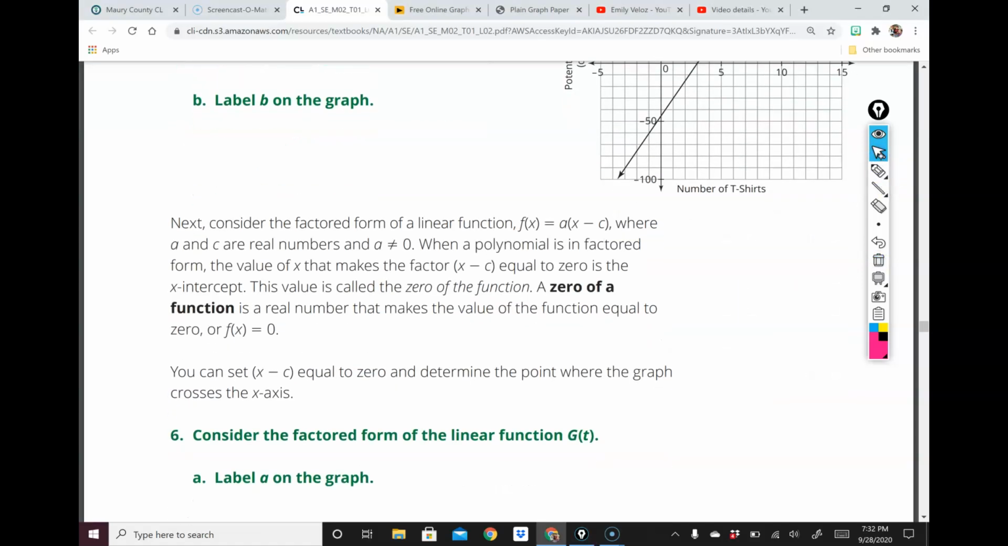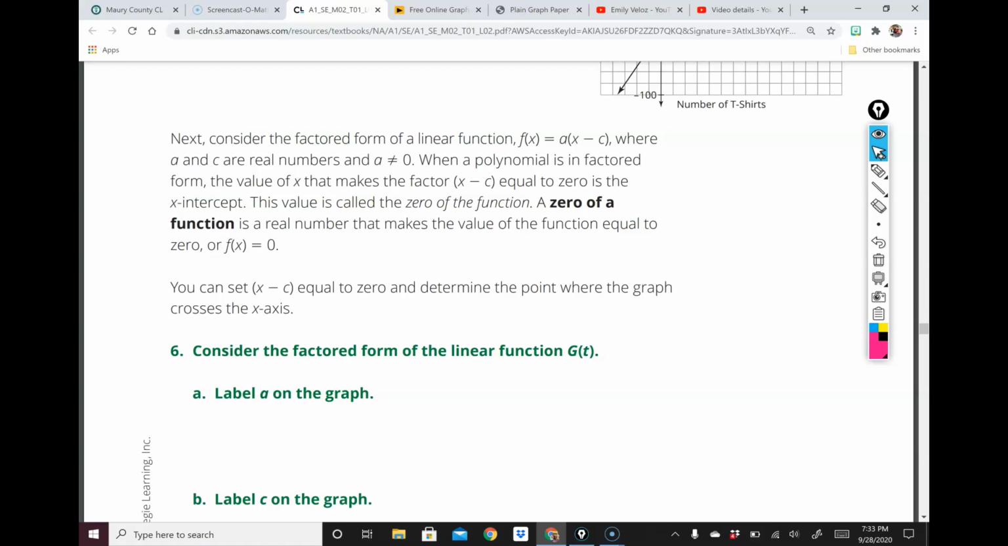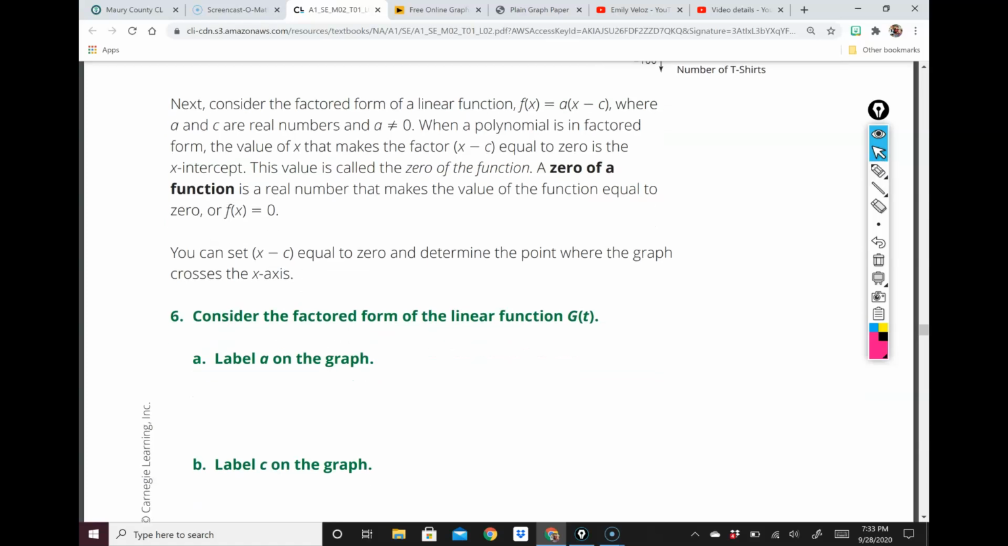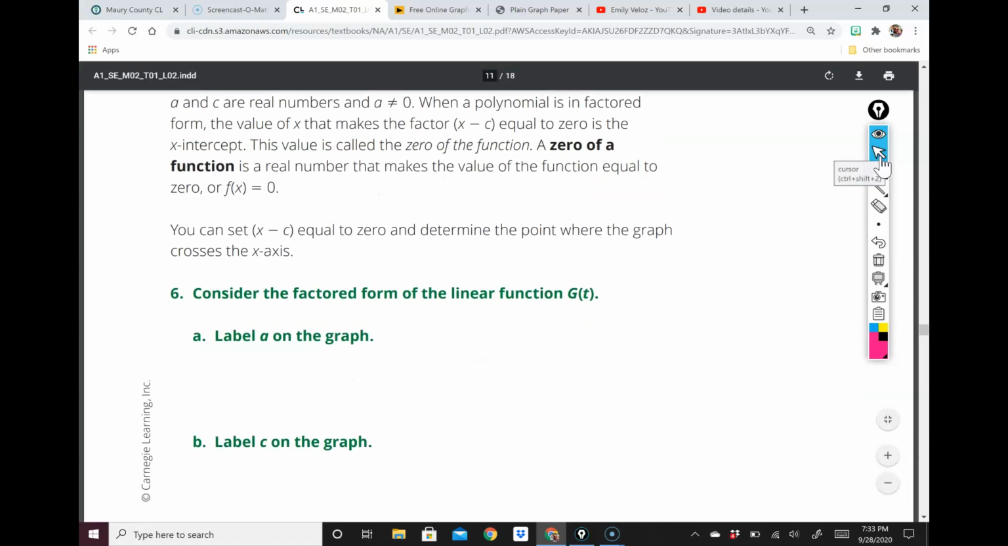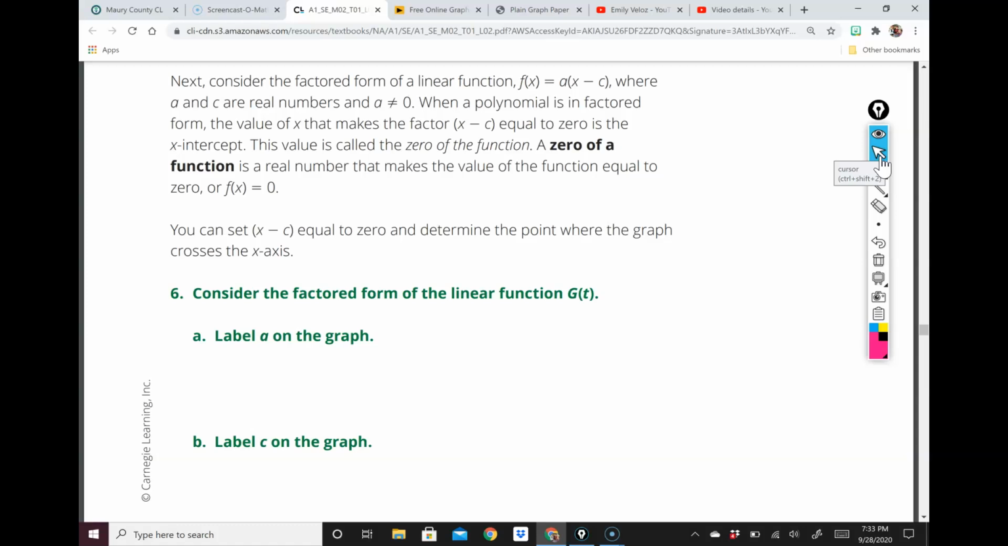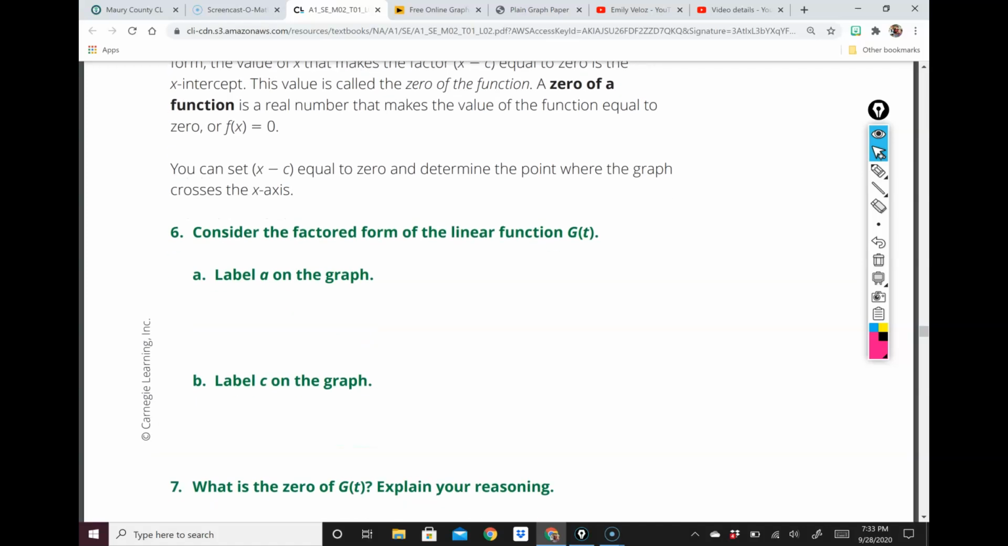Next, consider the factored form of the linear function f(x) equals a times (x minus c), where a and c are real numbers and a does not equal 0. When a polynomial is in the factored form, the value of x that makes the factor x minus c equal to 0 is the x-intercept. This value is called the zero of the function. A zero of the function is a real number that makes the value of the function equal to 0, or f(x) equals 0. You can set x minus c equal to 0 and determine the point where the graph crosses the x-axis.